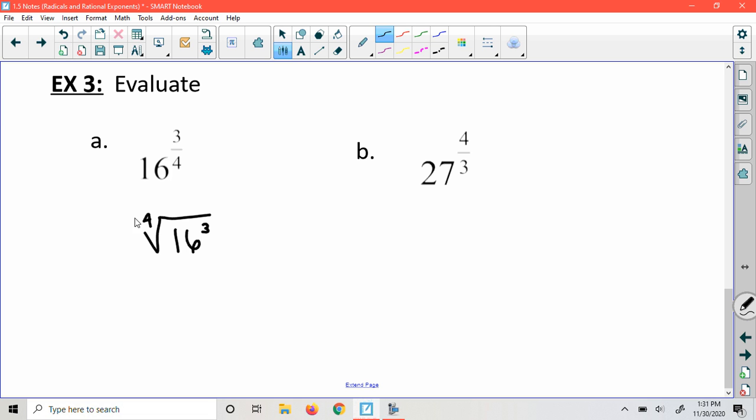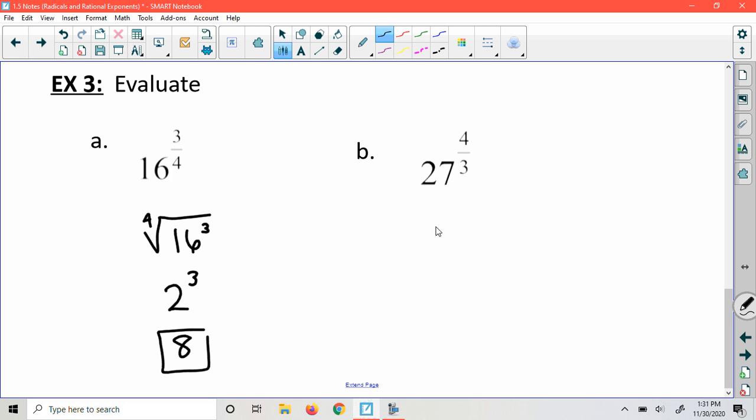So we can do the 4th root of 16. In other words, what number to the 4th power equals 16? Well, that's 2. And then the 3rd power is still just hanging out there. 2 to the 3rd power is 8. So 8 would be your final answer on that one.